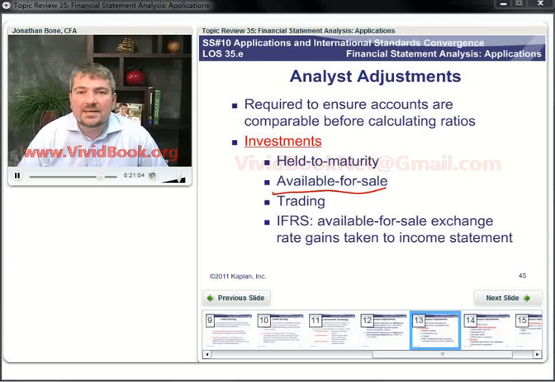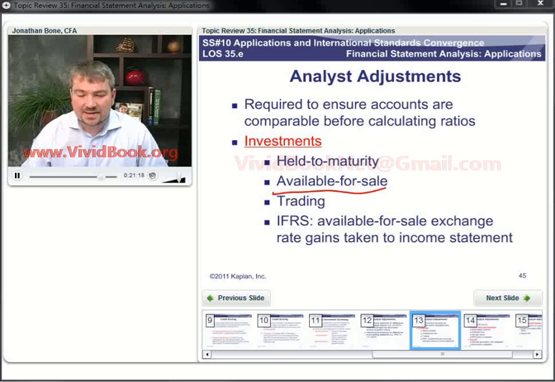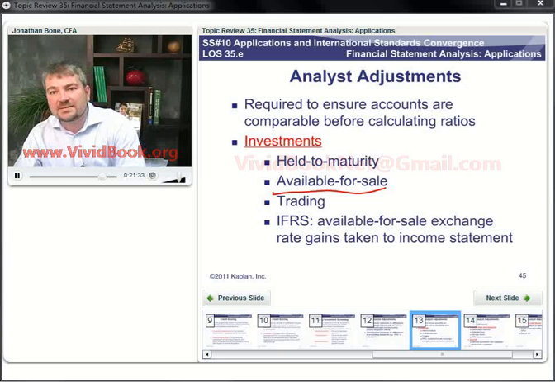Whereas IFRS asks you to split out the amount that results from a fluctuation in market value in the security's domestic currency, which goes to equity, and the amount that's as a result of changing exchange rates, which has to go to the income statement. So again, if you've got a US company and maybe a company in Europe that's following IFRS, if they've got available for sale securities and they hold international portfolios, you're going to have to make an adjustment for the exchange rate gains and losses.